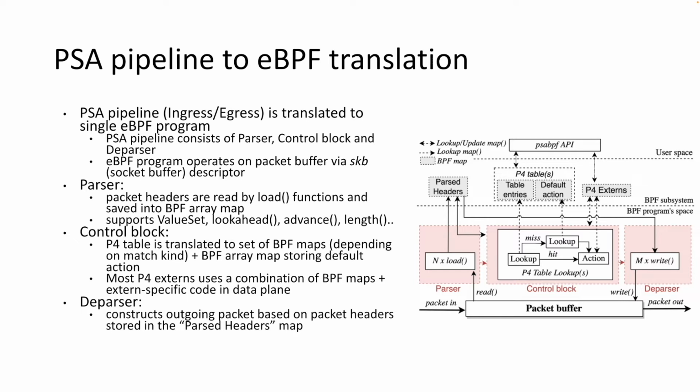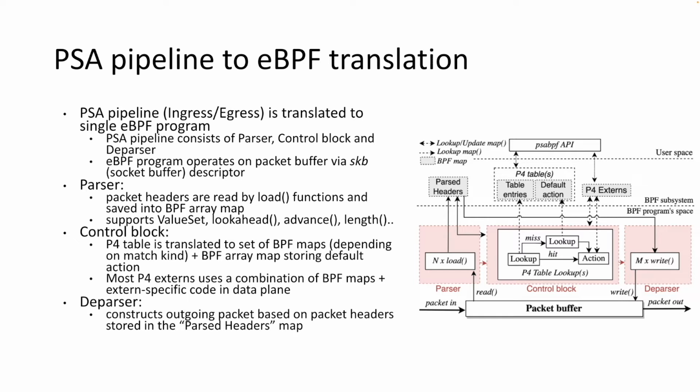The parser is responsible for reading the packet headers. The process is done by translating the parser state machine to a set of sections in the eBPF program that uses load functions to read and save parsed packet headers in the BPF per CPU array map. Moreover, our parser implementation supports basic parser primitives such as value set, lookahead, advance, or length.